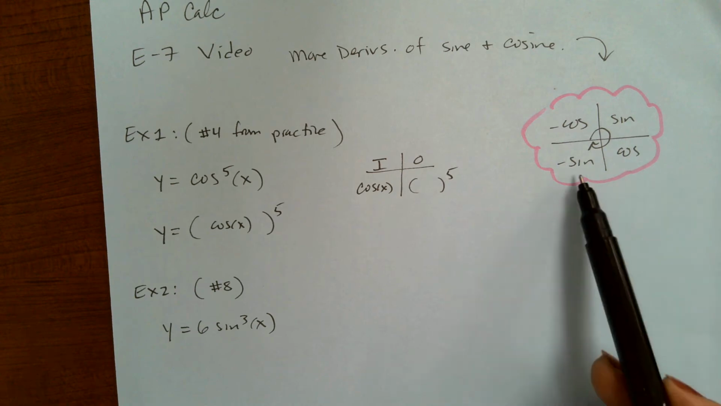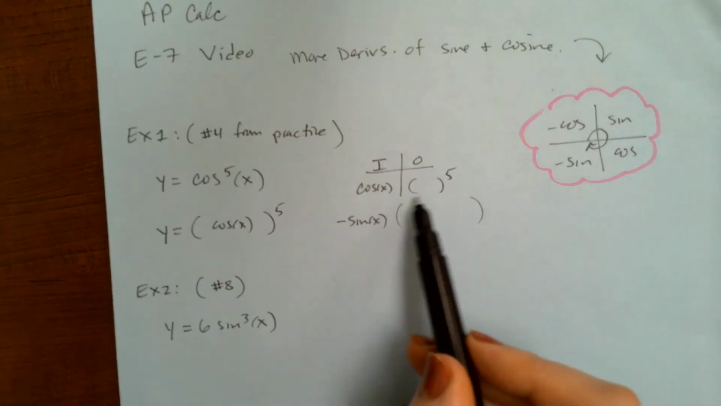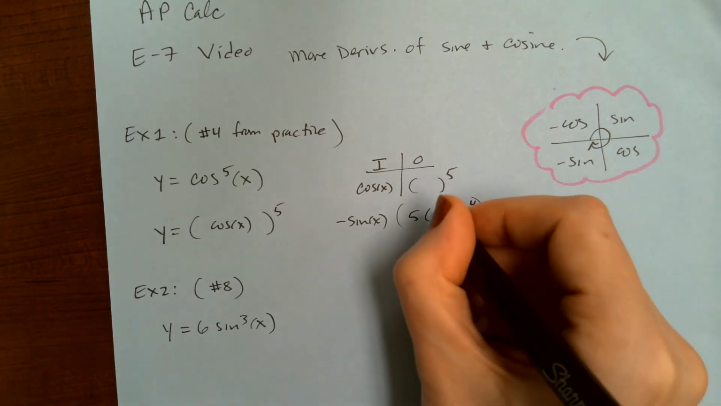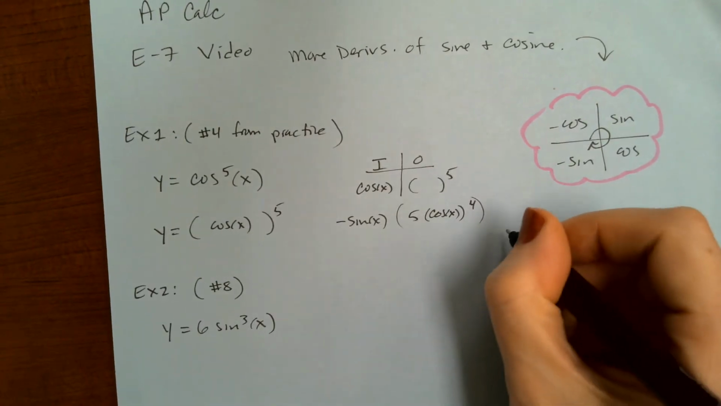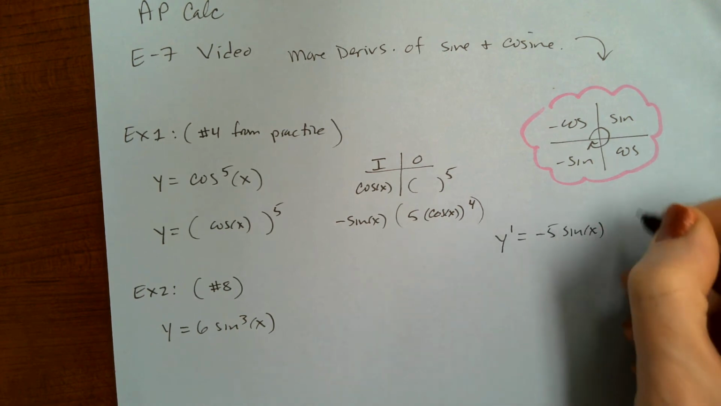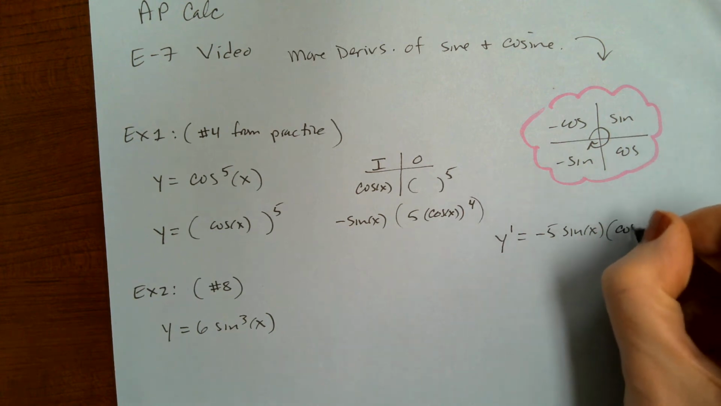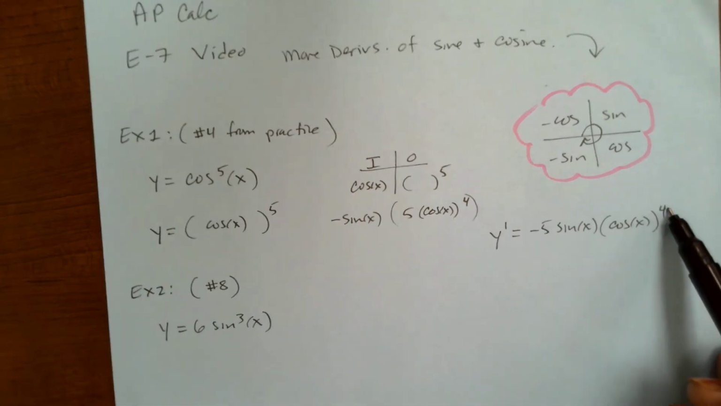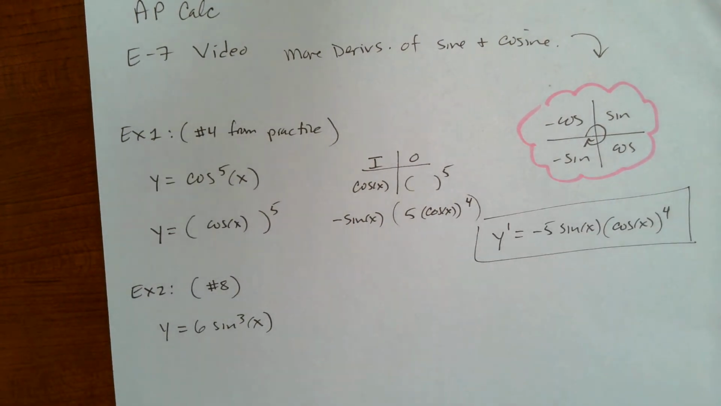What's the derivative of cosine? Negative sine of x. And then the derivative of blank to the 5th is 5 blank to the 4. And then cosine of x goes back in. So for this first one, we have y prime is negative 5 sine of x, and then you could just say cosine of x to the 4th, or you could put the 4 right there. That would be fine also. A lot of people would do that.